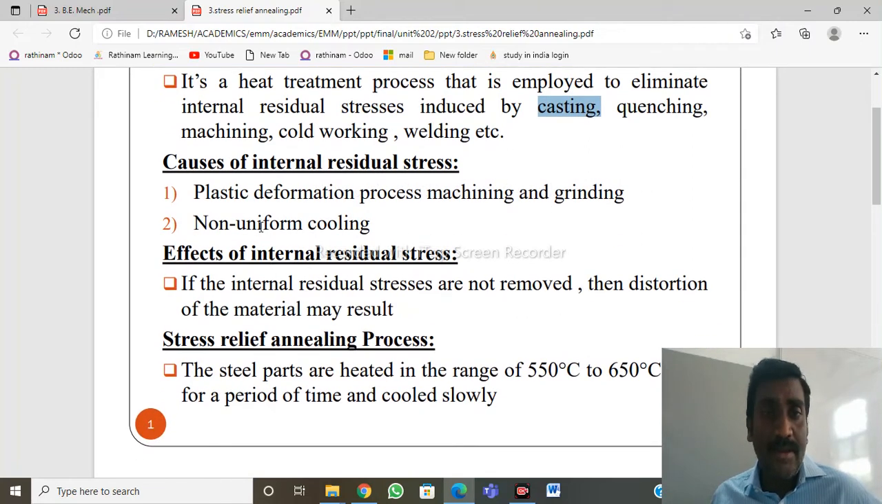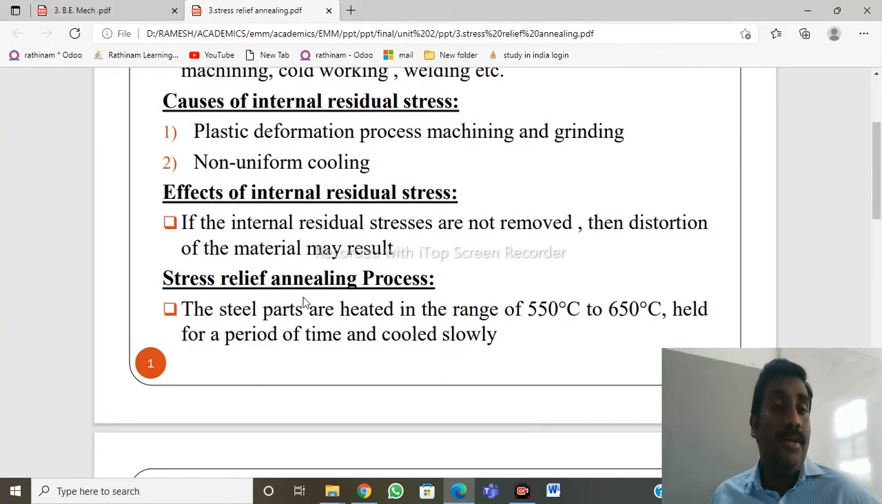So, what are the causes of the internal residual stresses? If they are there, then what happens? Plastic deformation, machining and grinding may take place, and non-uniform cooling can take place. So by making the cooling uniform and avoiding plastic deformation, we have to relieve these internal residual stresses. For that, we are going to do this stress relief annealing process.